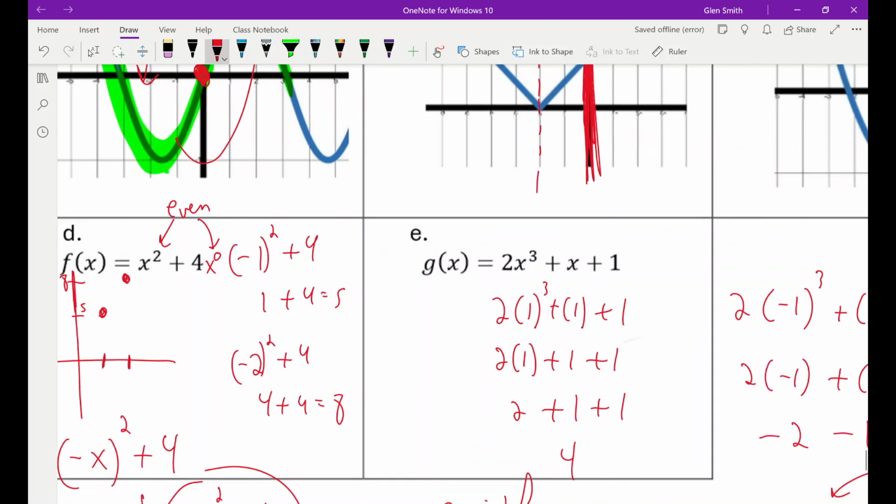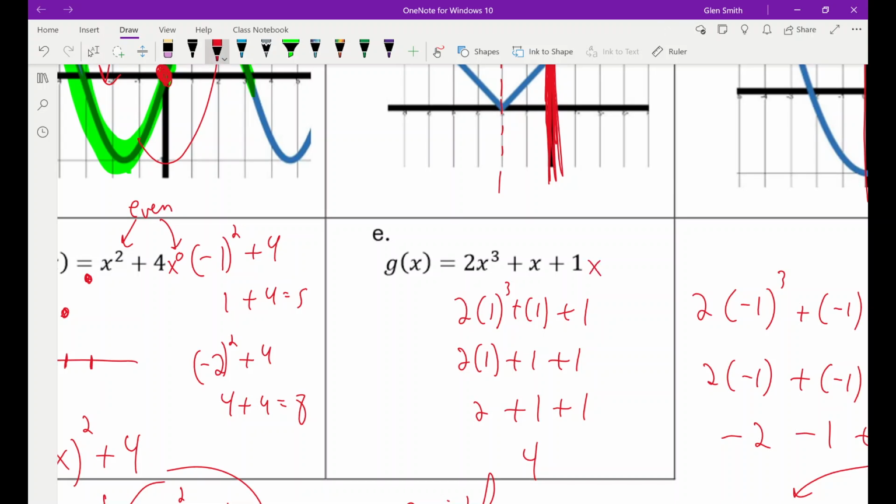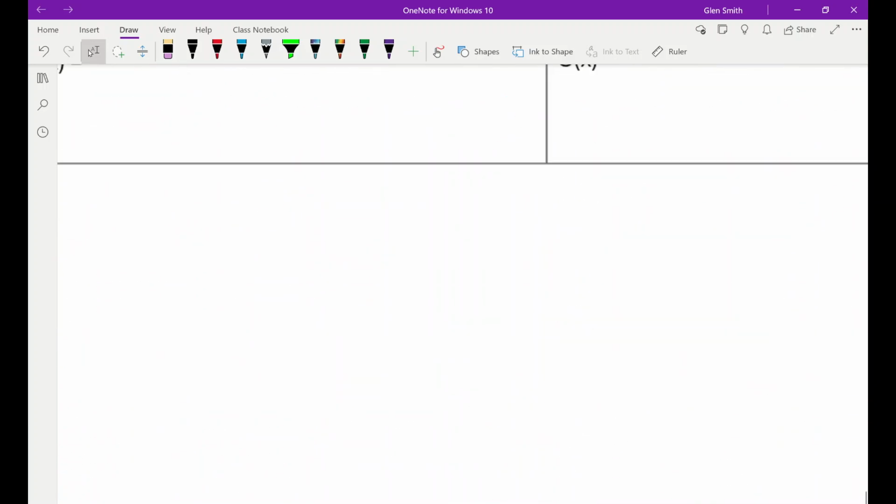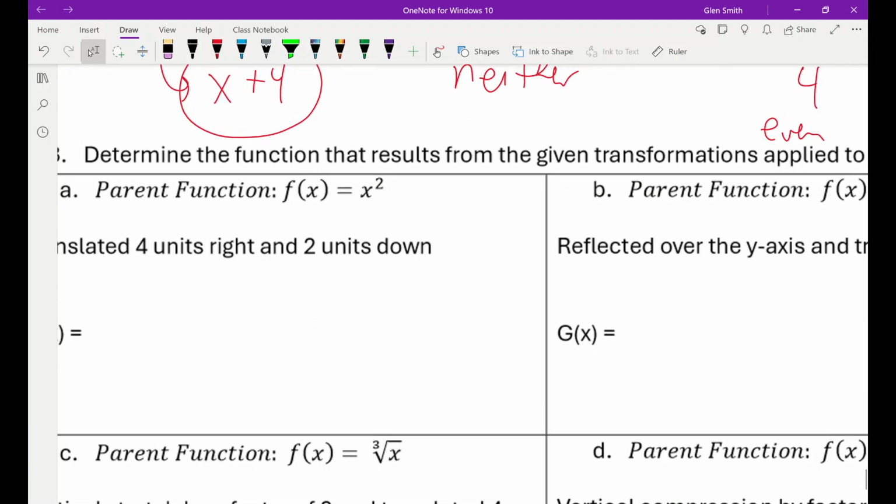I'll show you over here. This one really has x to the 0 on it. These exponents, there's really x, this is to the first. These exponents are odd, while this exponent is even. And if you have an odd exponent and an even exponent, then the function is going to be neither even nor odd, which is what happened. Okay. So then down here, let's finish this up real quick.